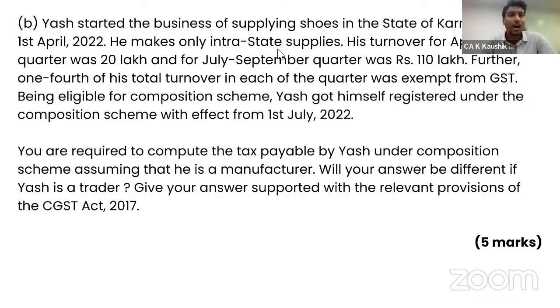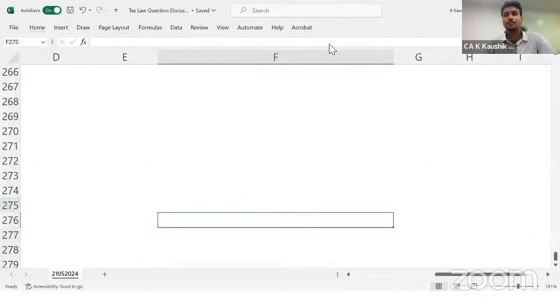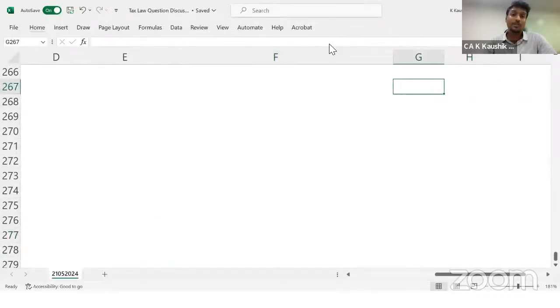And they say out of 110 lakhs, 1/4 of the total turnover in each of the quarters was exempt and 3/4 is taxable. So thereby you need to calculate accordingly. And you know that composition is applicable up to 1.5 crore, that is 150 lakhs. Since it is 110 lakhs, it is possible.